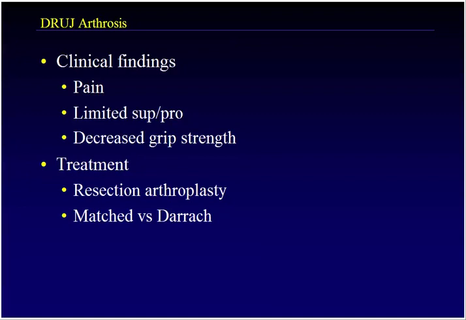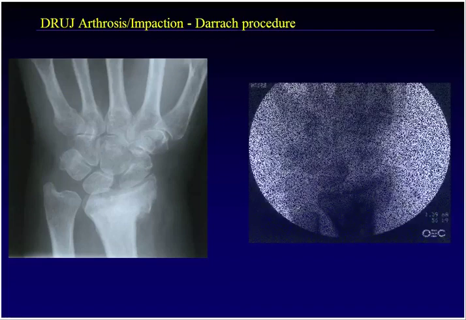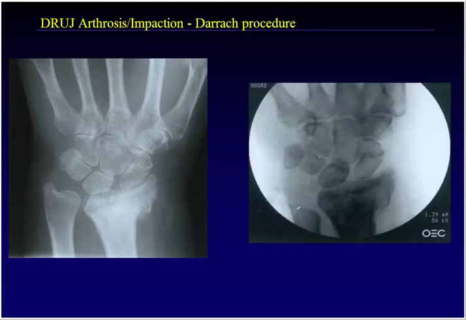So DRUJ arthrosis, the clinical findings are pain, limited supination and pronation of the forearm, decreased grip strength. The treatment for it would be a resection arthroplasty. That can be either through a matched or a DERA type procedure. Here's a patient that has significant DRUJ arthrosis secondary to malunion of the distal radius fracture, and the patient gets treated, as you see here, with resection of the distal ulna through a DERA type procedure and can be expected to have a reasonable functional result.